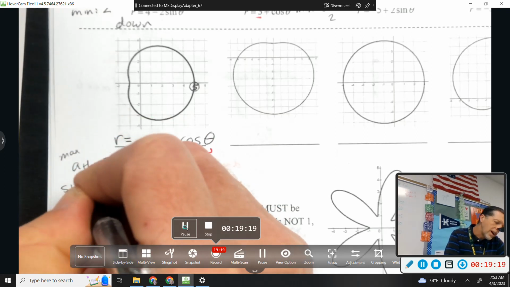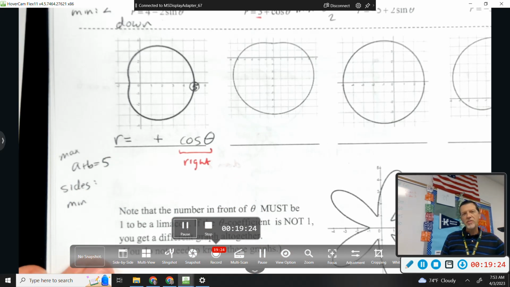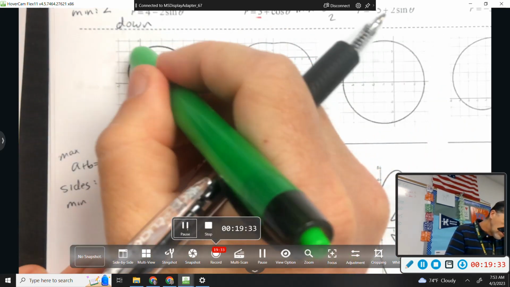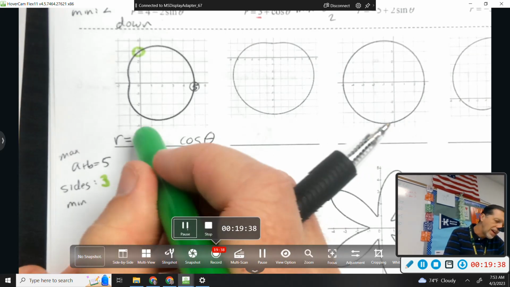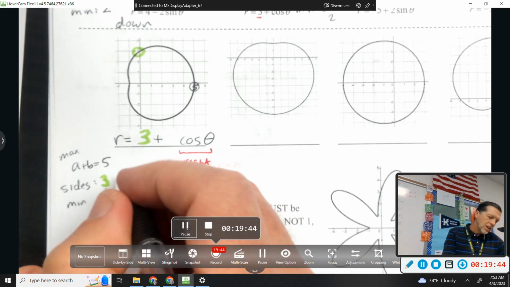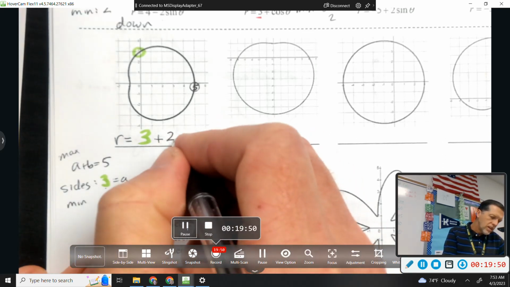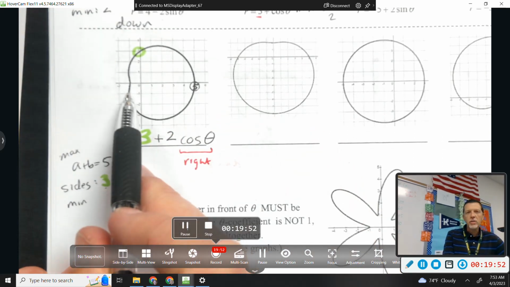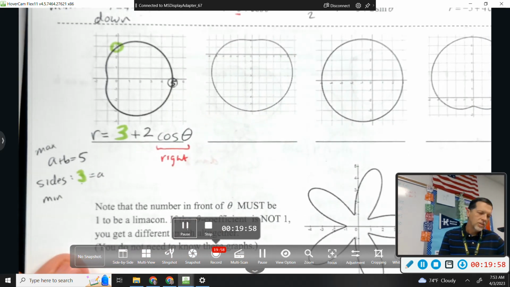Let's do the same stuff: max, sides, and min. So A plus B is 5, but that doesn't really help me just yet. How about the sides? 3. So where does that go? Yeah, that's A. That's the first number, 3. Well, now I know if A is 3, then that means B is 2. And now it's just kind of a check. 3 minus 2 is 1. So it takes a little bit of thought on those.